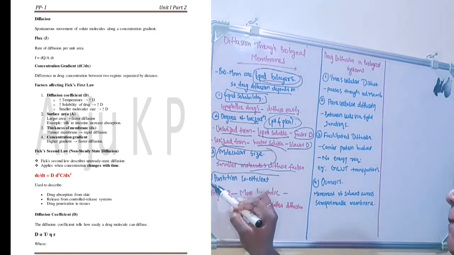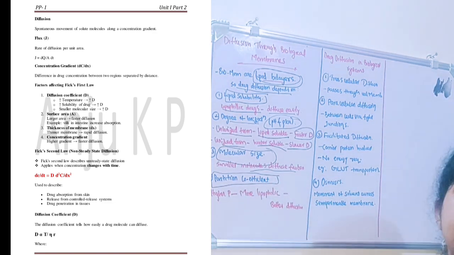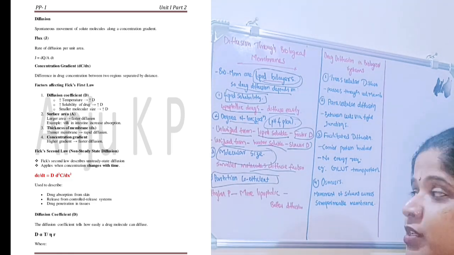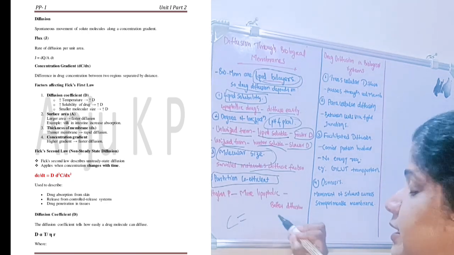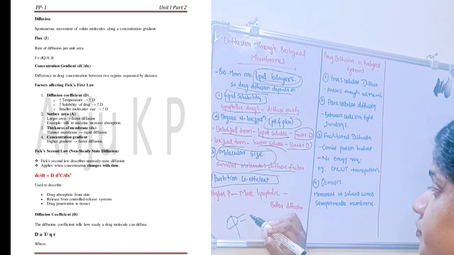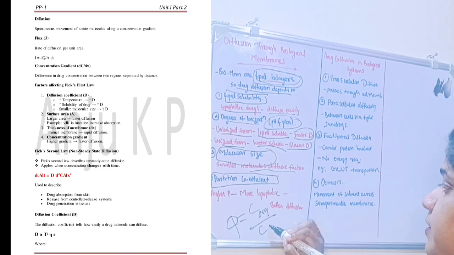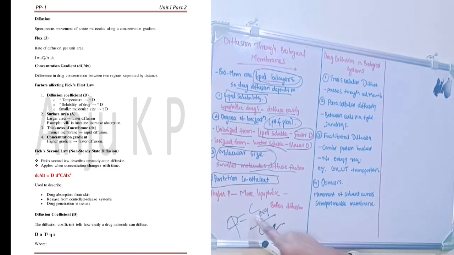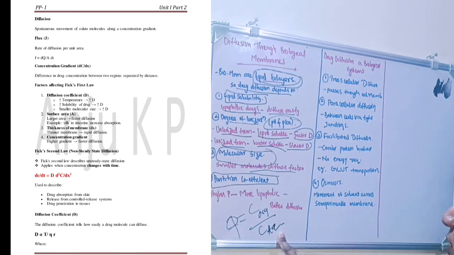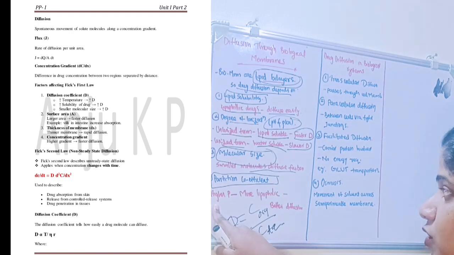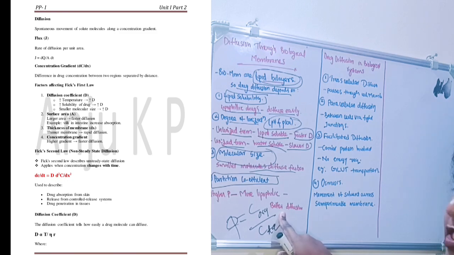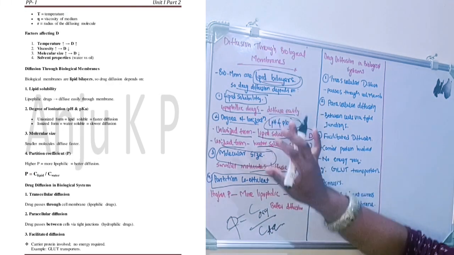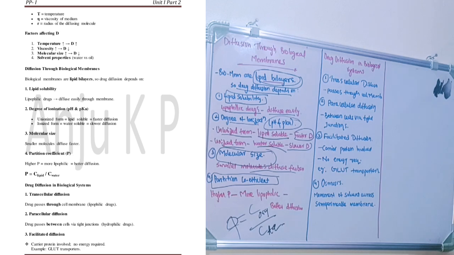Okay. Next comes the partition coefficient. Partition coefficient is nothing but the ratio of the organic phase to the aqueous phase. So we can write P is equal to C organic by C aqueous. This is the ratio between the concentration in the organic phase and the concentration in the aqueous phase. So if we have a higher partition coefficient, the drug will be more lipophilic, so we will get better diffusion. Okay, this is a very important concept in diffusion through the biological membranes.